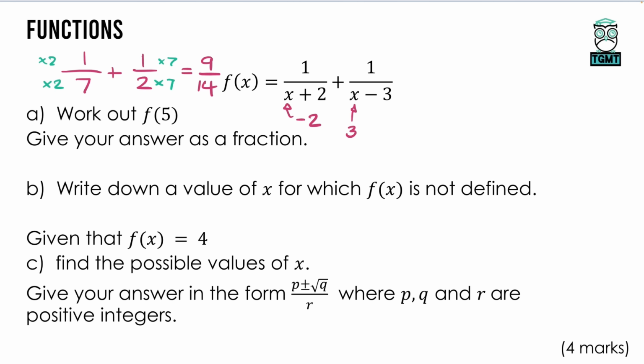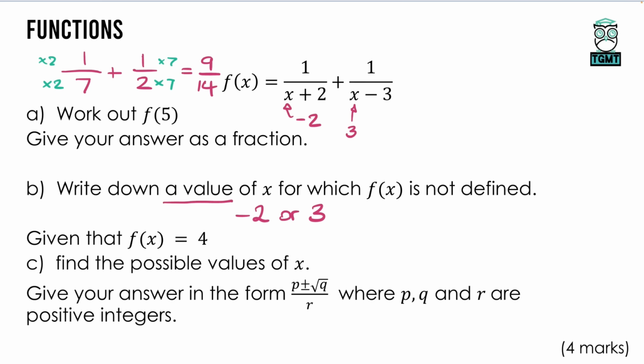3 take away 3 is 0, and again that would cause a division by 0. So neither of those numbers are allowed. It just says write down a value, so we don't have to give both. We would either write negative 2 or 3. So you just pick one of those and we'd give either of them.